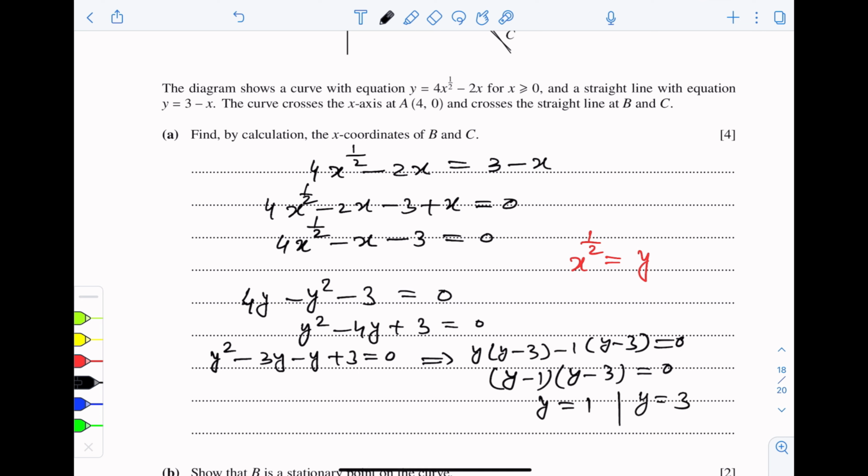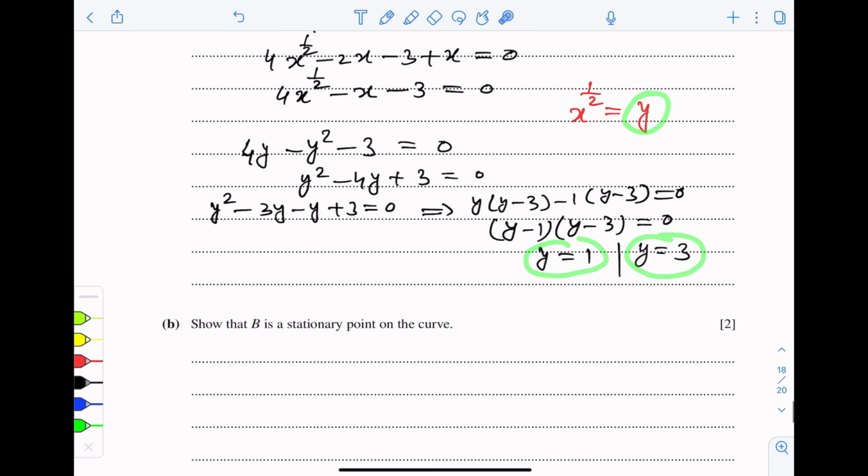Actually, we have to find x. Now resubstitute here. We will put the values of y here, the two values of y, separately. So this becomes x power 1 over 2 is equal to 1. From here, taking square, x is equal to 1.